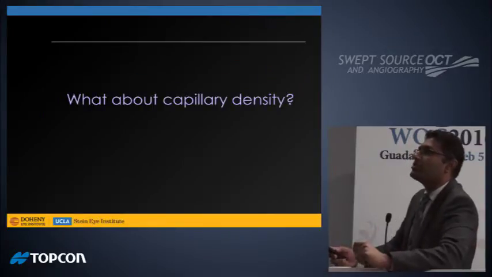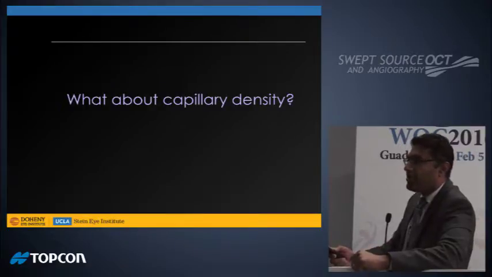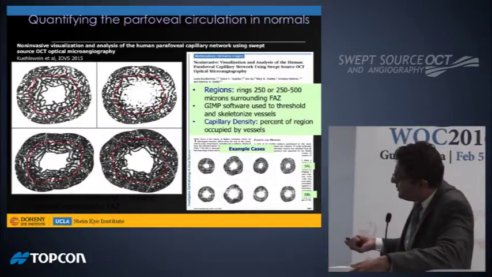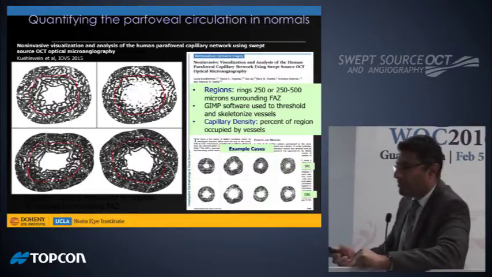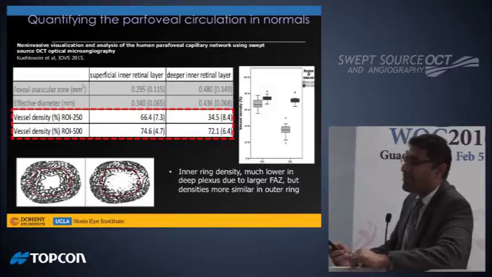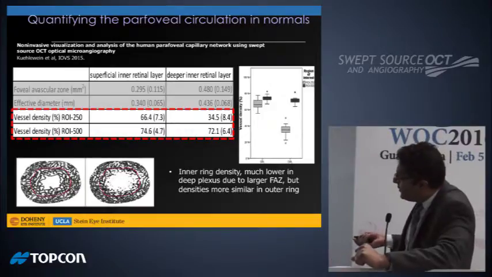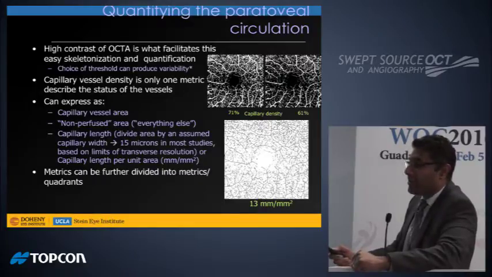But FAZ measurements are probably only one of many metrics that we will use to study and evaluate our OCT angiography data. Another important one, I think, will be capillary density. In that same paper, we also looked at capillary densities in different rings around the foveolar vascular zone. The ring dimensions that we used are not so important. But just to make the point that in normals, for example, in the inner ring there was more difference between the superficial and deeper layer. But by the time you got to the outer ring, the capillary density was actually pretty similar in the superficial and deep retina in normals.